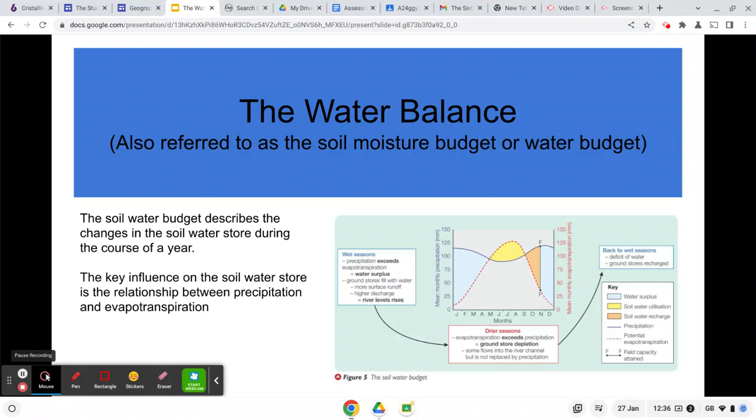And it basically describes the amount of moisture that is in the soil. It is influenced by the relationship between precipitation and evaporation. So when precipitation is higher than evaporation, there's going to be more water in the soil. And vice versa, when there's more evaporation than precipitation. When evaporation is higher, there's going to be less water in the soil. You can write these 2 points in your books.